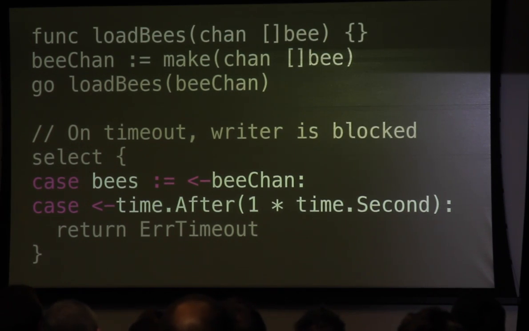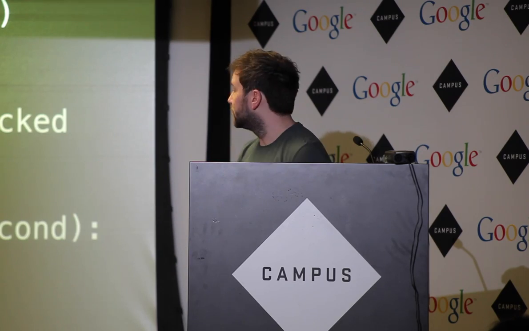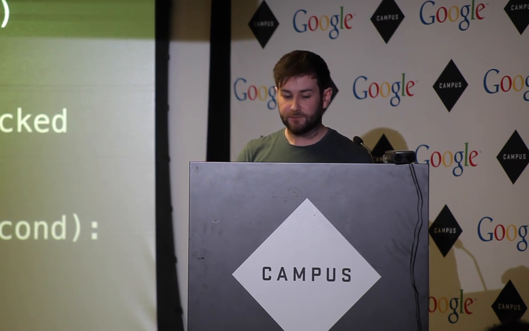So we really want to make this non-blocking as well, and that's really easy to do. You can just make it a buffered channel. We're going to have one result, we'll stick it in the channel, and then even if our reader has gone away because it's timed out, our writer can still put the result in, and then it will fall out of scope and be garbage collected. So that's a pretty easy way to deal with synchronizing both readers and writers.